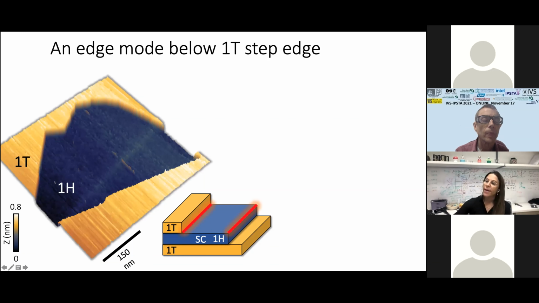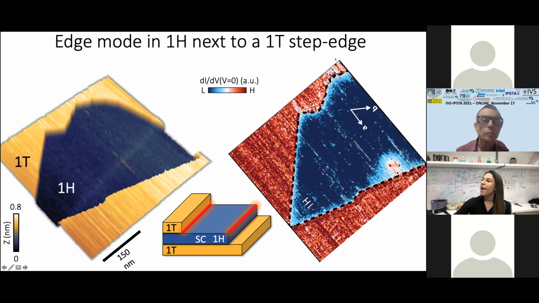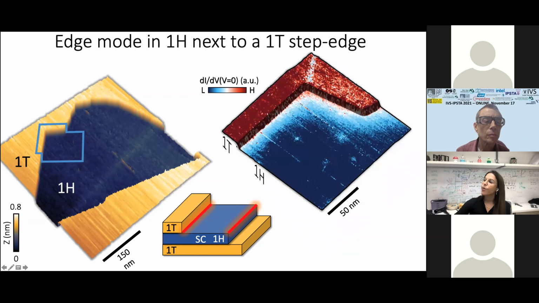So this is the 1H, this is the 1T above. And here you see this one-dimensional channel running along the 1T steppage. And the way we understand it also, if we concentrate here, we also see that this one-dimensional channel is anisotropic. The localization length along this boundary is much smaller than the localization length along this, showing that there is some anisotropy in the formation of this one-dimensional channel, which can be explained by the model for the nodal point superconductivity that we developed.